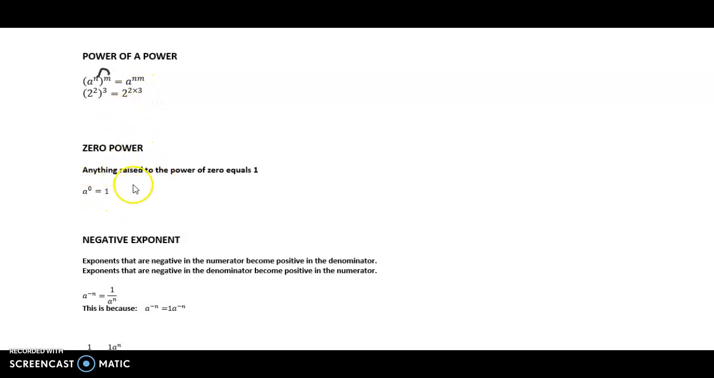That becomes the zero power. The zero power simply put tells us that anything raised to the power of 0 equals 1. Whatever you raise to the power of 0, the answer, you will always get 1. Here a represents any number except 0, because a can never be equal to 0, since 0 to the power of 0, its answer is undefined.